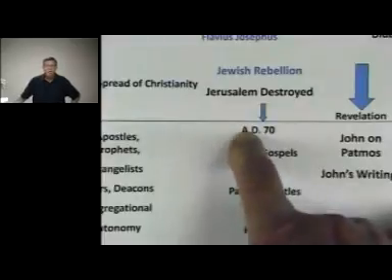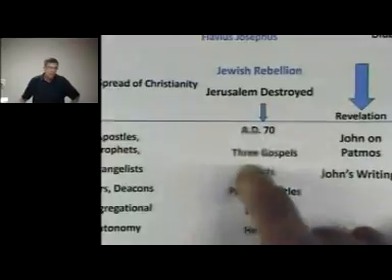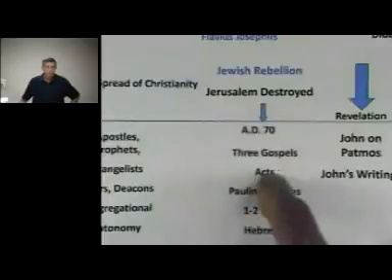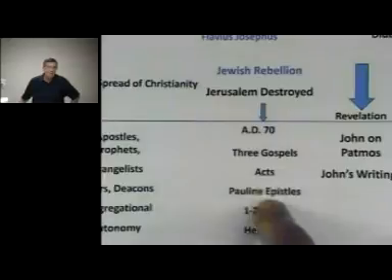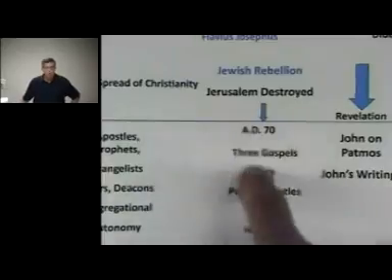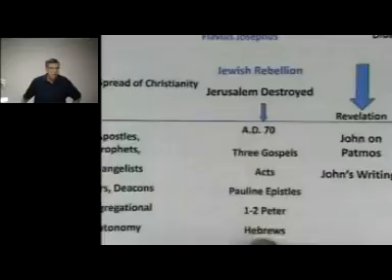By AD 70, you had 3 of the Gospels already written. You had the book of Acts already written. You had the Pauline epistles already written because Paul was dead. You had 1st and 2nd Peter written because Peter was dead. The book of Hebrews was already written. All of these things were already in place by AD 70. See, some people say, well, these councils in the 3rd, 4th century voted in the New Testament. No, that's nonsense. These were already done and already widely accepted by AD 70.